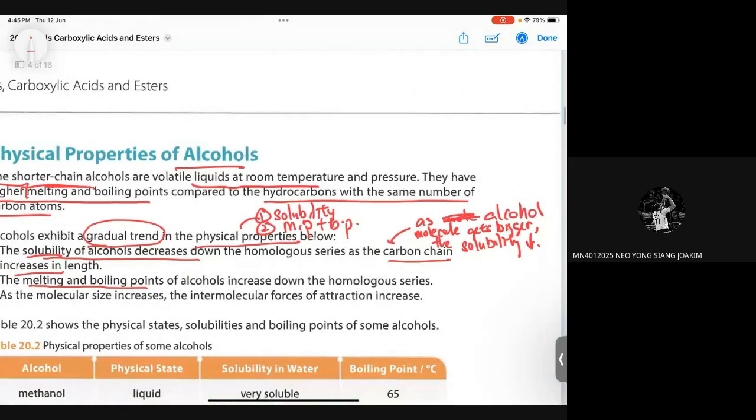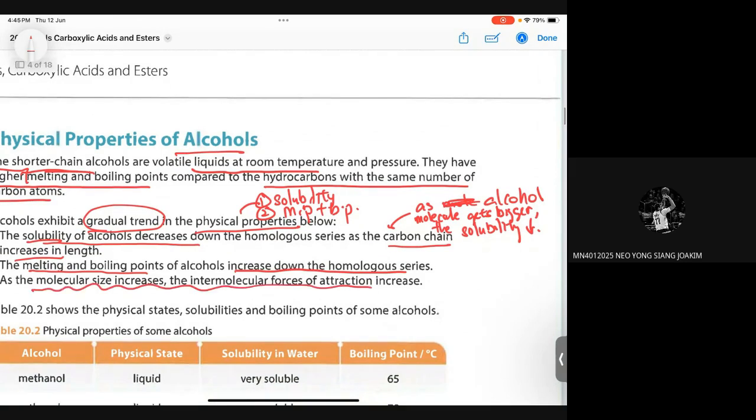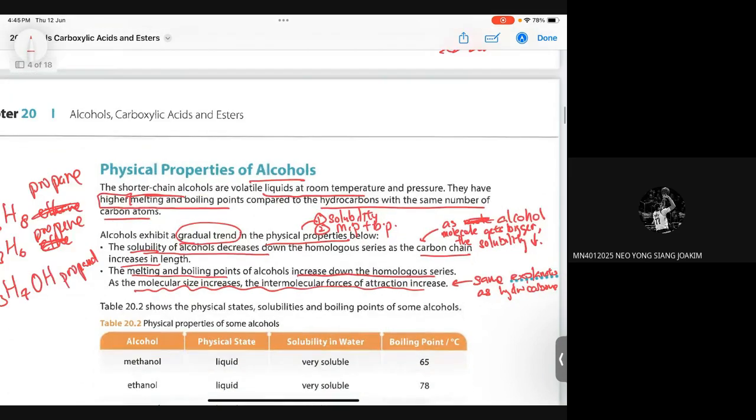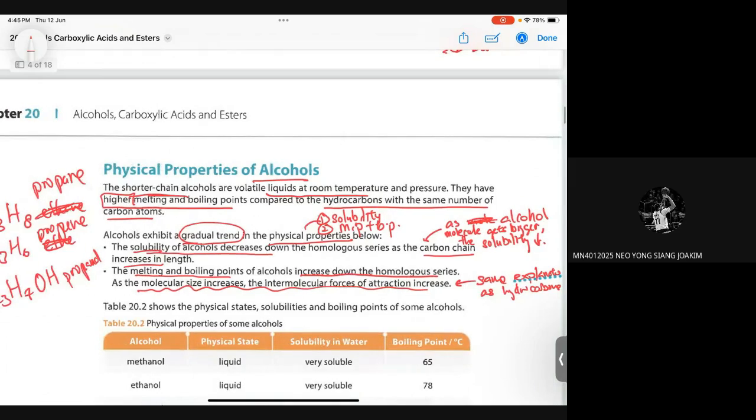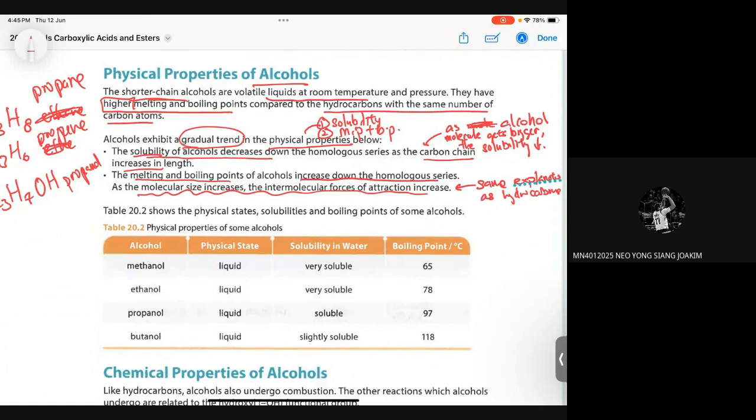In terms of melting and boiling point, it increases down the homologous series. The reason is the same as the alkanes, the same explanation as your hydrocarbons, so I'm not going to go into details. As you revise your hydrocarbons in terms of melting and boiling point, you can just take note the explanation is exactly the same. These are just some of the examples highlighted here. You realize solubility decreases as you go down the homologous series.